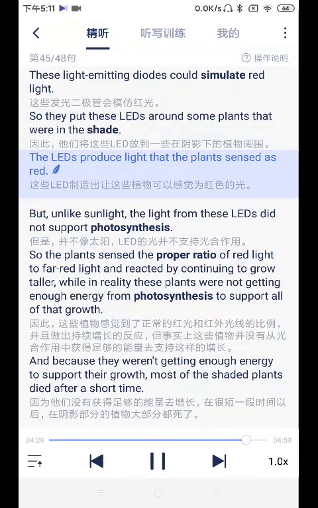The LEDs produced light that the plants sensed as red, but, unlike sunlight, the light from these LEDs did not support photosynthesis. So the plants sensed a proper ratio of red light to far red light and reacted by continuing to grow taller, while in reality these plants were not getting enough energy from photosynthesis to support all of that growth. And because they weren't getting enough energy to support their growth, most of the shaded plants died after a short time.